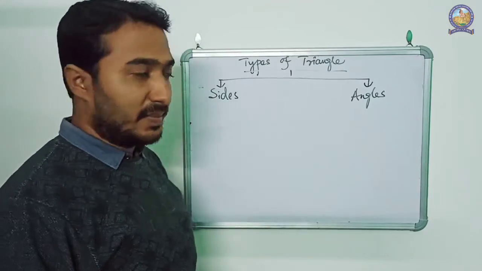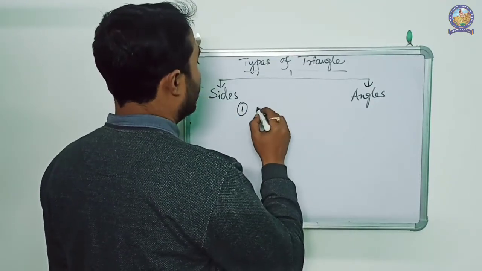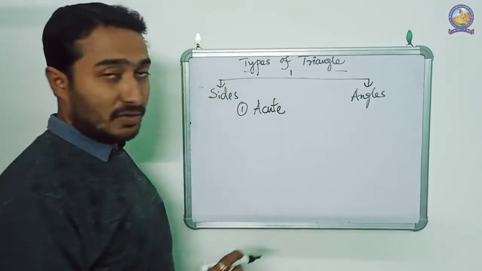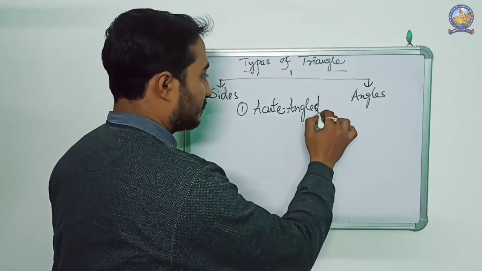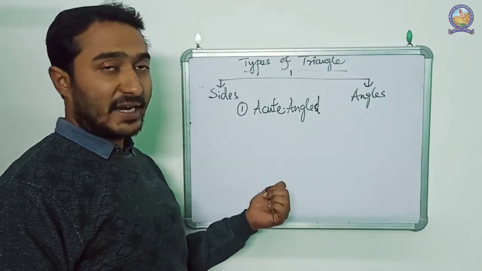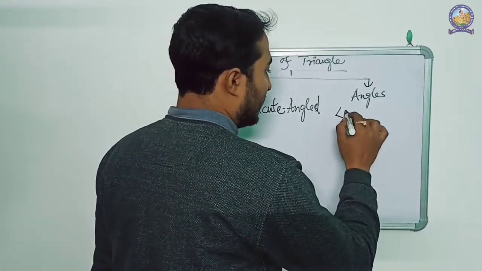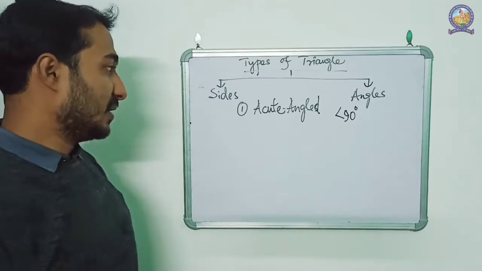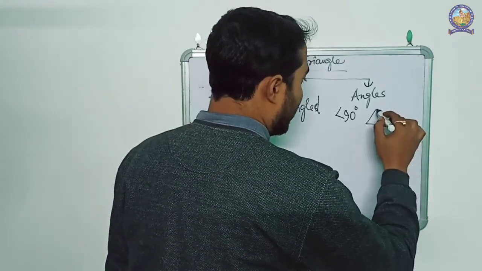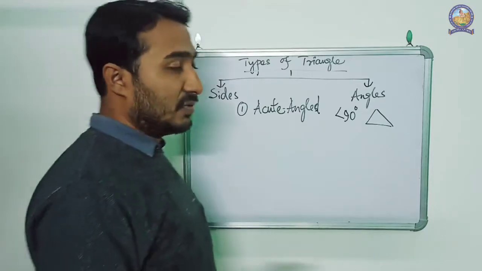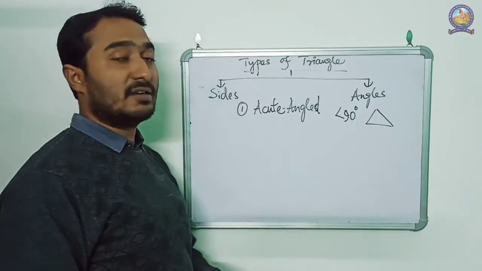Now based on angles, triangles can be of three types. First one is the acute triangle. Acute triangle or acute angled triangle, where all three angles of a triangle are acute angles, means less than 90 degrees. Where all three angles are less than 90 degrees. Remember, the types of triangle that we have drawn just now, isosceles triangle and the equilateral triangle, most of them are acute. An equilateral triangle is always an acute angled triangle because all three angles are equal to 60 degrees.